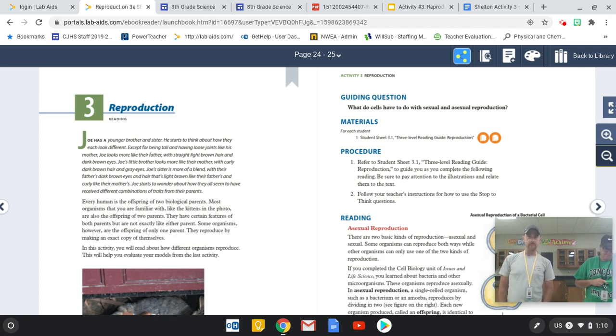So I'm on the bottom of page 26... 25. Oh yeah, 25 on there. Yeah, sorry, it's 25 in yours.